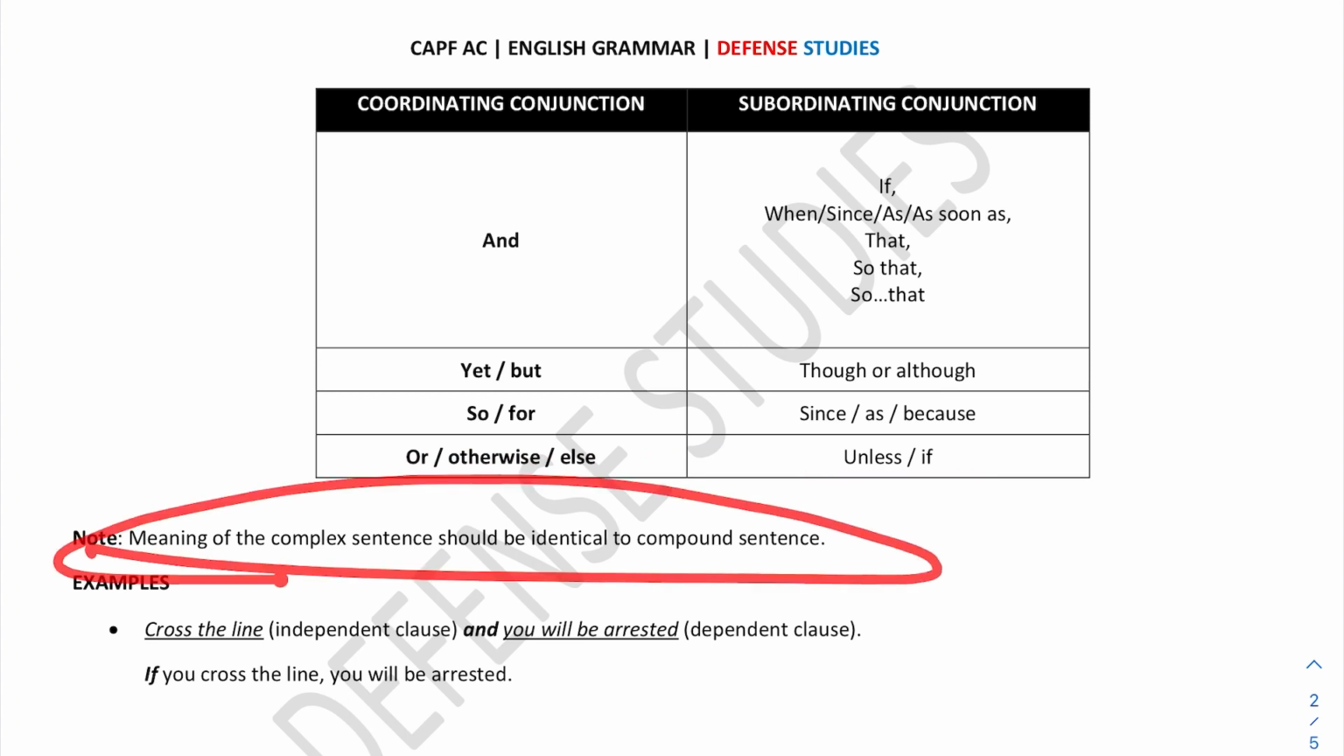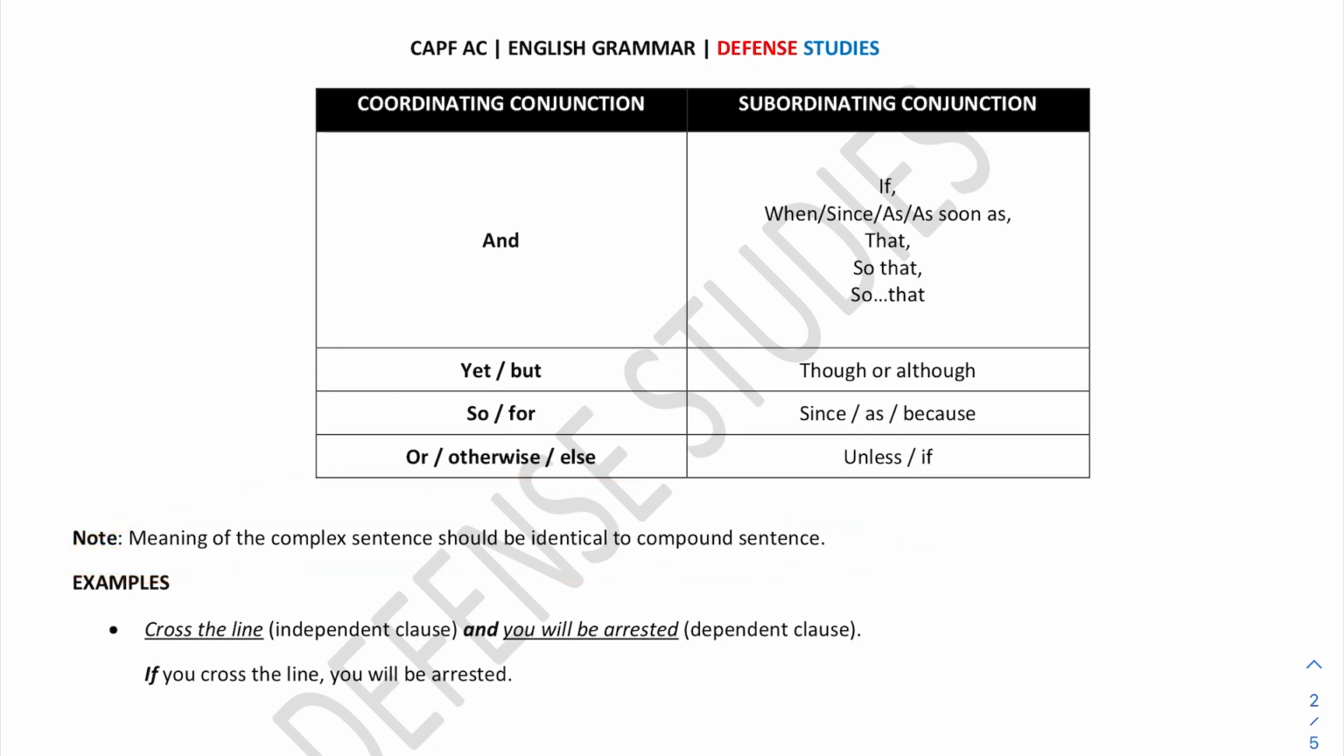Now the meaning of the complex sentence should be identical to the compound sentence. Whenever you are converting the compound sentence into a complex sentence, the meaning of that complex sentence should be identical to the compound sentence. So the meaning should not be changed, but you can change certain words of that sentence, no doubt about it.